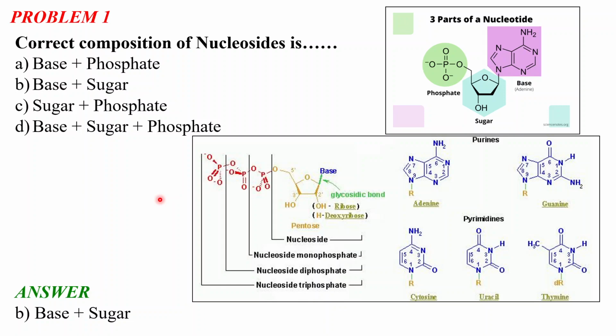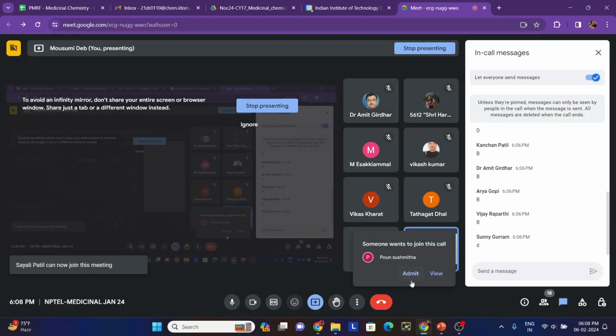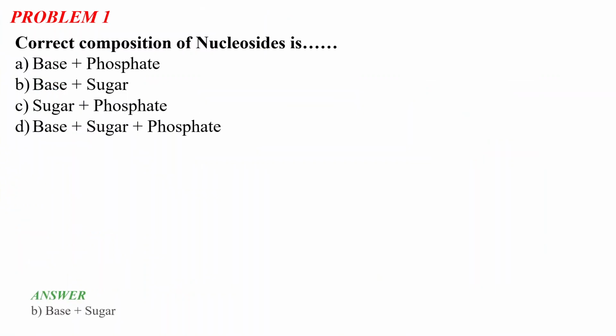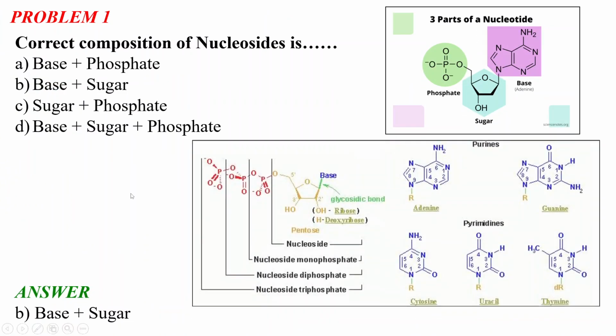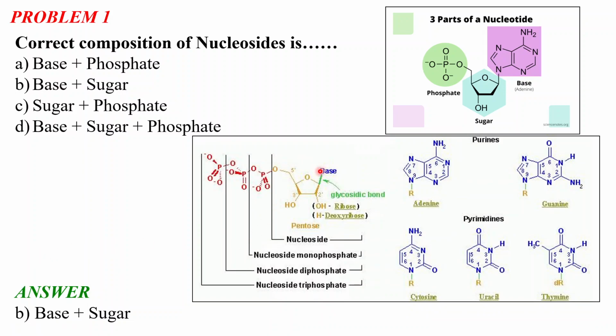Like in the answers which you have given, there were two most frequent answers, right? One is option B, which is base plus sugar, and the other is option D, which says base plus sugar plus phosphate. Most students get confused about which one is the nucleoside and which one is the nucleotide. So let me tell you, a nucleoside is one with only the base and the sugar.